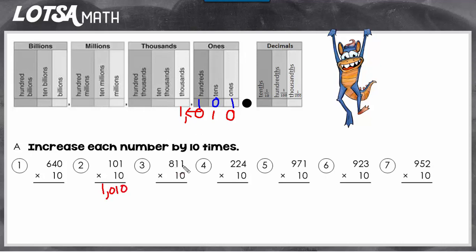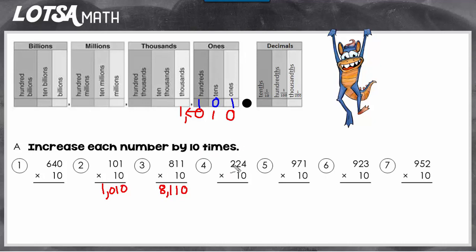So for 811 times 10, again, we just need to move each of these place values one place to the left. So instead of the 8 being in the hundreds place, we need to move it to the thousands place. And instead of 1 being in the tens place, it needs to be in the hundreds place. And instead of this 1 being in the ones place, it needs to move to the tens place. When we do that, we have a blank now where the ones used to be, and we need to fill that in with the 0. So we're just shifting everything one place to the left when we're multiplying by 10.